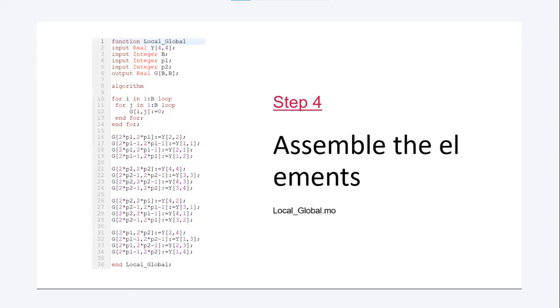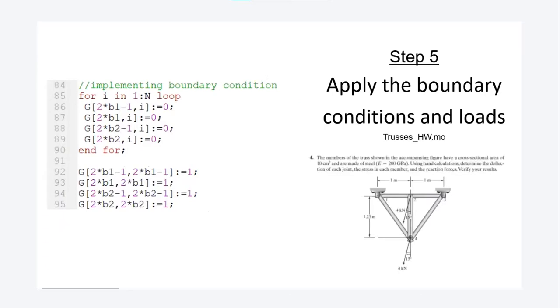In the previous file or function, we will assemble the elements into the local-global system, and here we will assemble the trusses that have been defined. After that, we apply the boundary conditions and loads. In the pictures shown, there are some fixed places, so because of these fixed supports, we have to apply the boundary conditions.